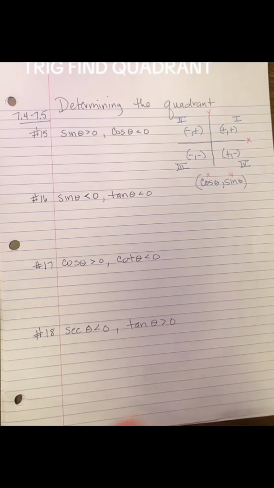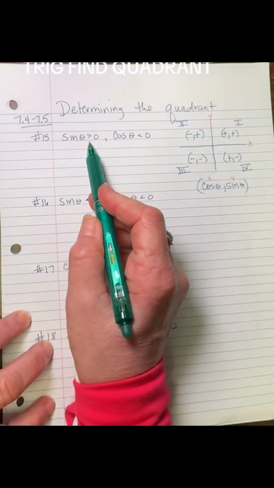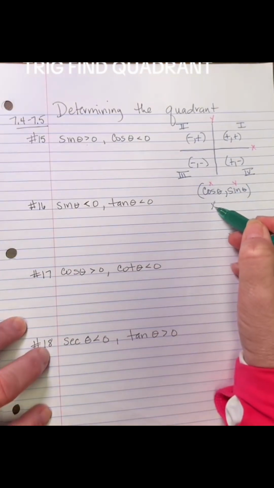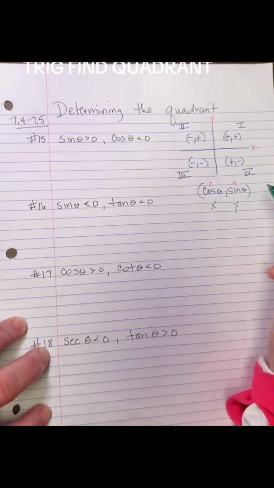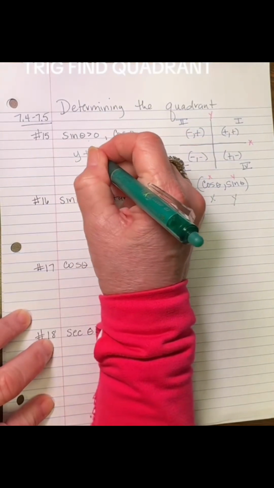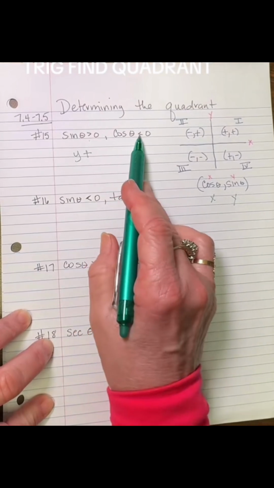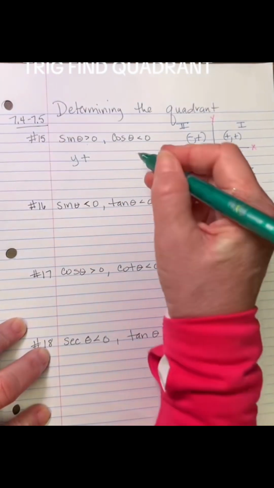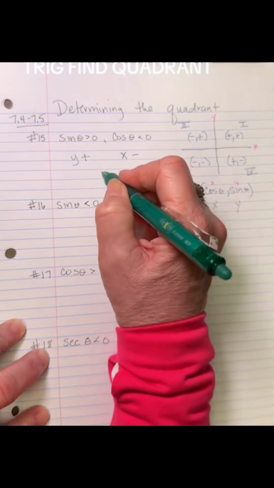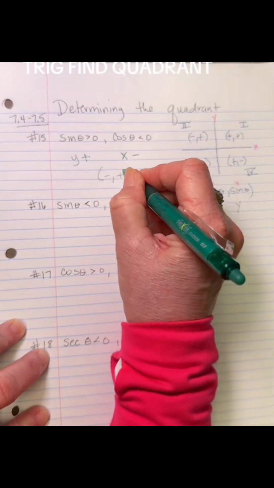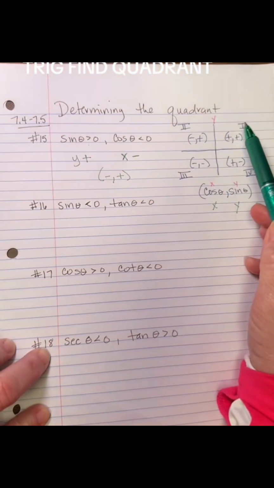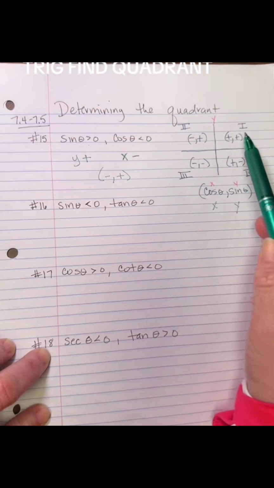So whenever it says the sine is greater than 0, right here, the cosine is x and the sine is y. So that means that the y value is positive. The cosine less than 0, cosine is x, that means the x value is negative. So that means when I put it in a coordinate, it's negative comma positive. So what quadrant has negative positive? It's quadrant 1, 2, 3, 4, counterclockwise.